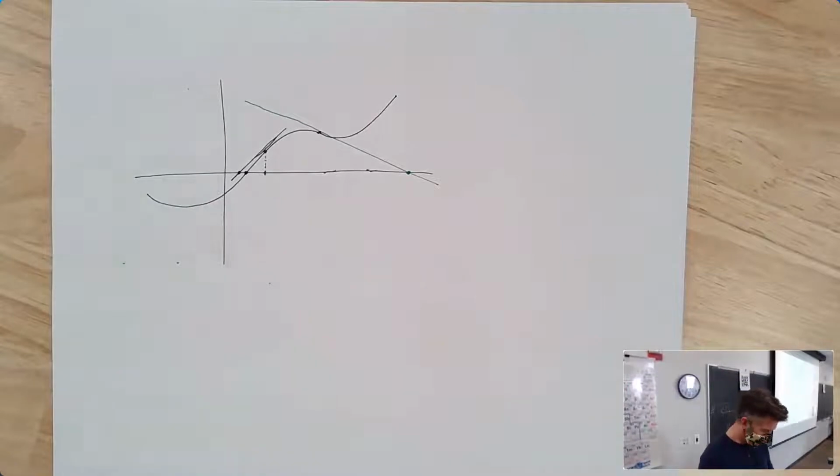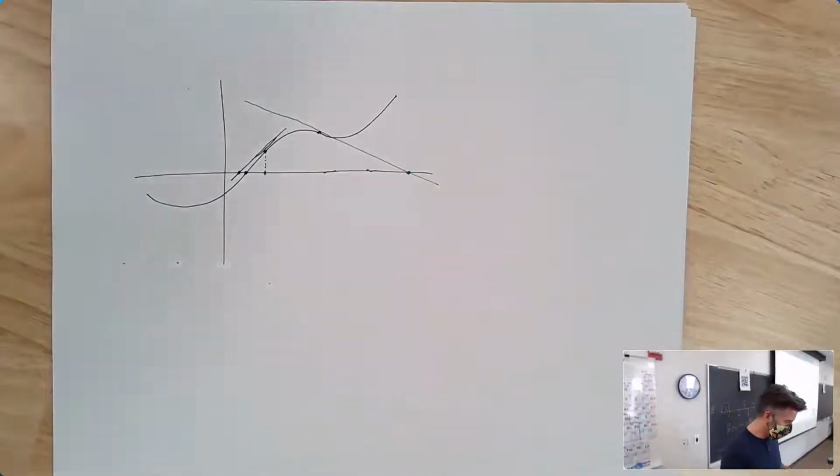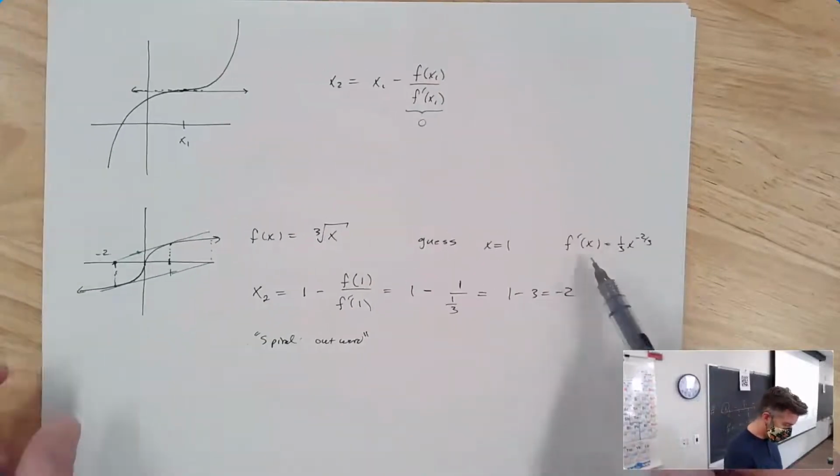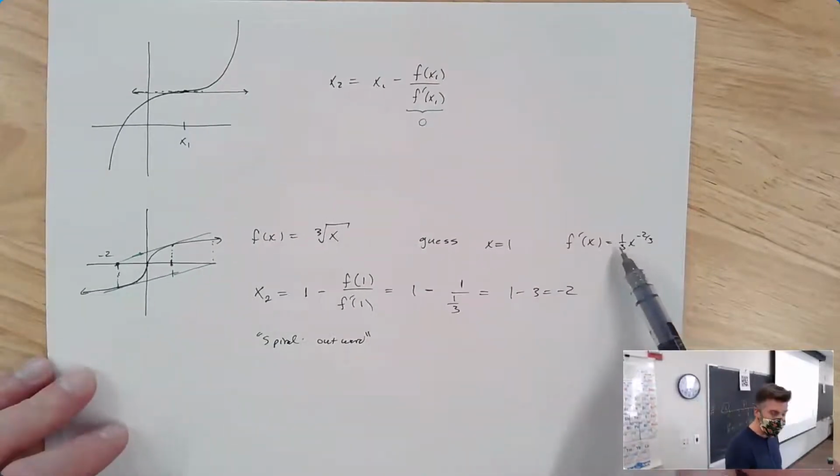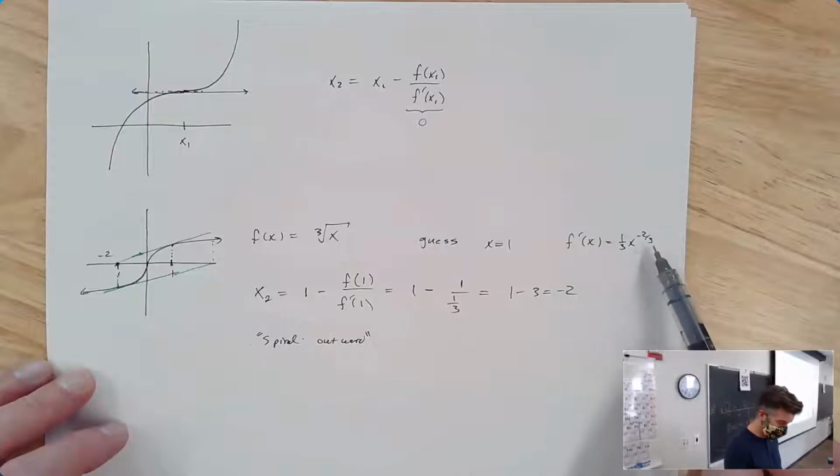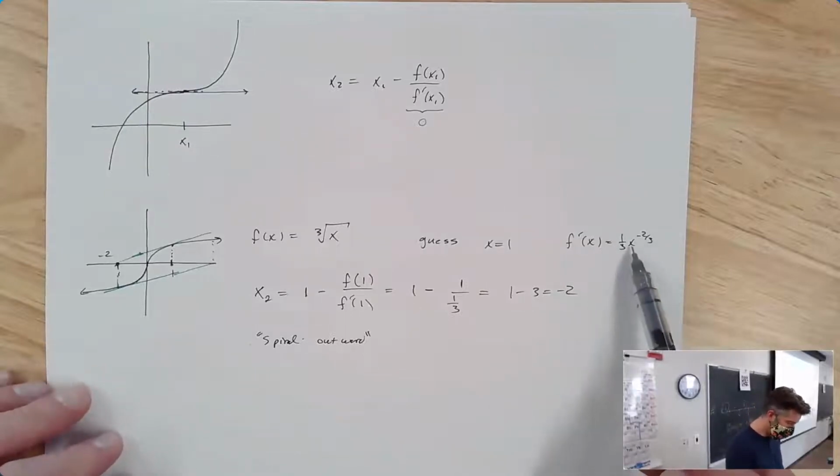How do you get 1/3 when I plugged in 1? Sure. The way I got 1/3 was my derivative was f prime of x equal to 1/3 x to the negative 2/3. And when you plug in 1 for x, you get 1/3 times 1 to any power, which is 1/3.